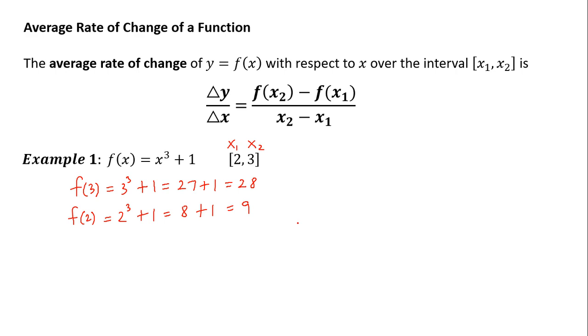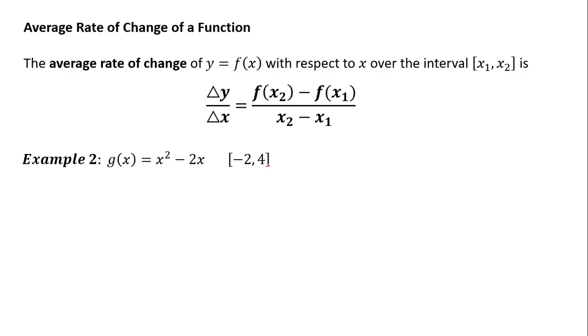So the average rate of change of the given function over the given interval is just f of 3 minus f of 2 divided by 3 minus 2. So this is equal to 28 minus 9 divided by 1. So this is equal to 19. So this is now the average rate of change of the function f over the interval from 2 to 3. Let's have the second example.